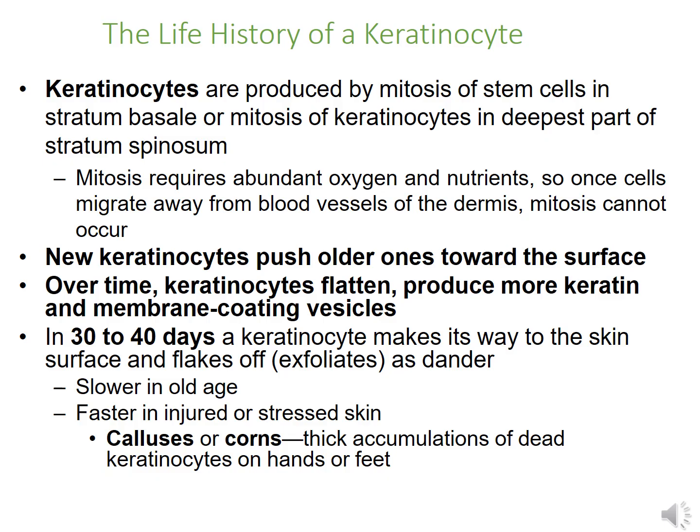Keratinocytes flatten and produce more keratin and membrane coating vesicles. In 30 to 40 days, a keratinocyte makes its way to the skin surface and flakes off. It exfoliates as dander, slower in old age and faster in injured or stressed skin. Calluses or corns are thick accumulations of dead keratinocytes on the hands or feet.